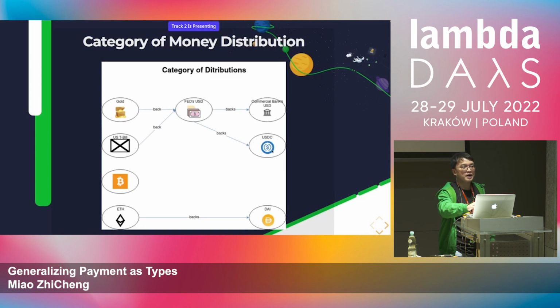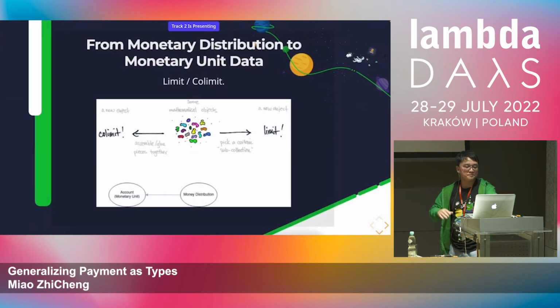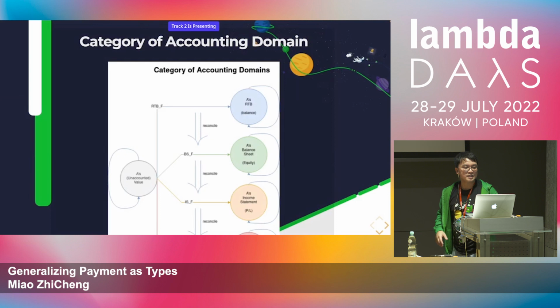And then you have the US coins, right? They are backed by Federal Reserve money. Then you have Ethereum, which backing something called DAI. That's the algorithmic dollar. Then we have this one is like accounting domain, which what we did here is basically mapping the unaccounted value to right side, which is accounted value. That's the reason I use the word accounted value.